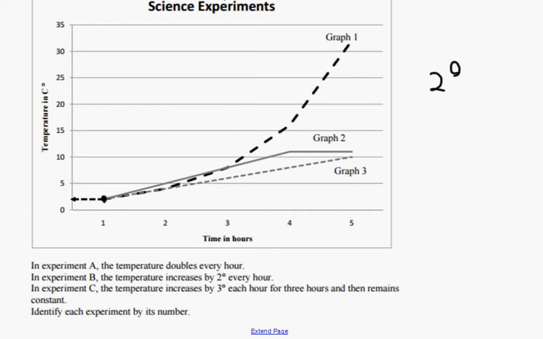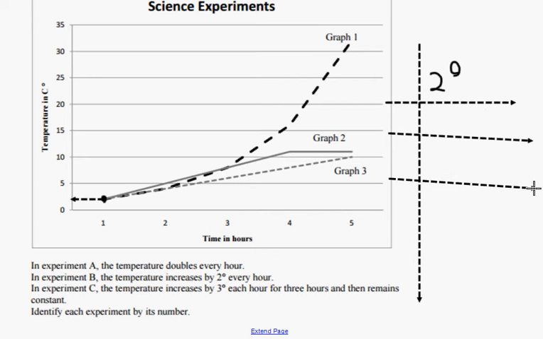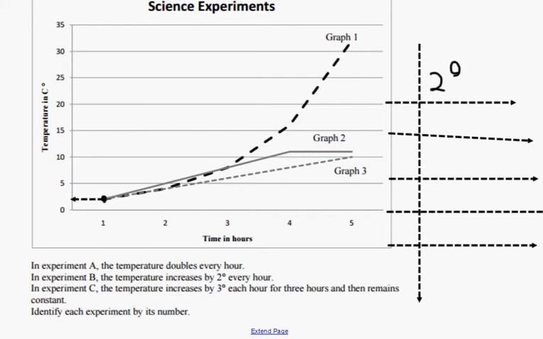Let's start with the experiment that doubles every hour. Okay, so what we'll do is we'll just make a quick rough graph of what you think is going to happen every hour. You ready? So here's what we think will happen every hour. So this is hour 1, hour 2, hour 3, hour 4, hour 5. If it doubles, how much is it in hour 2? 4, and then 8, 16 and 32. In 5 hours it should be up at 32.